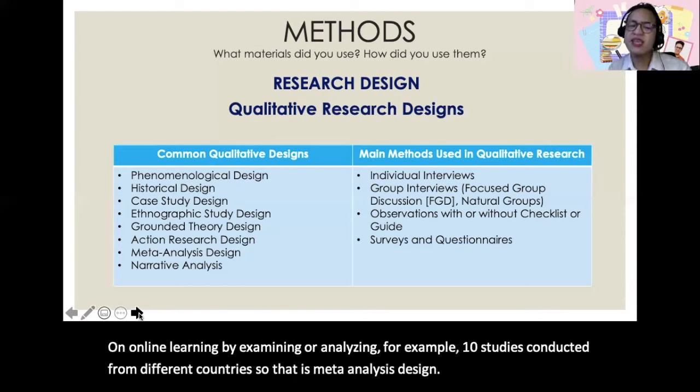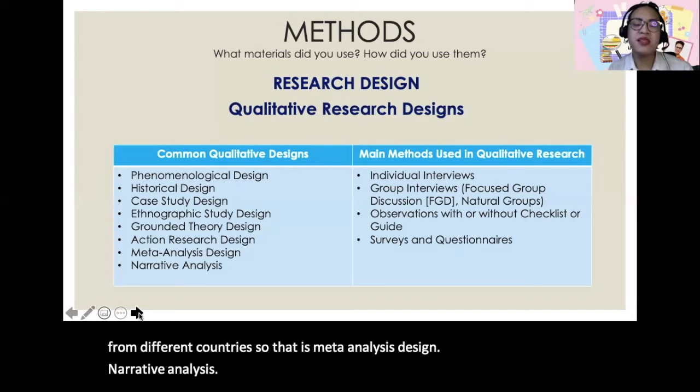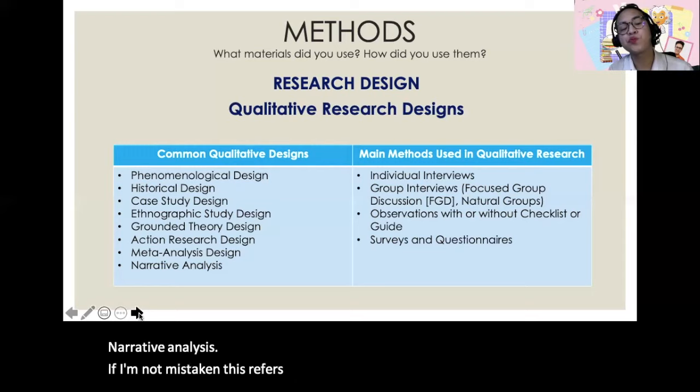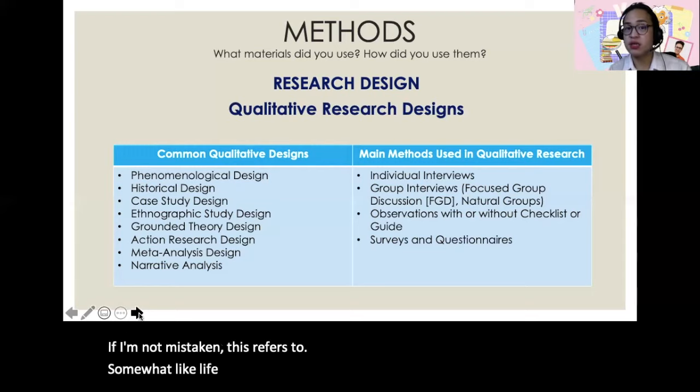Narrative analysis, if I'm not mistaken, this refers to somewhat like life histories. Meaning, you are studying here the life of a person. Okay?